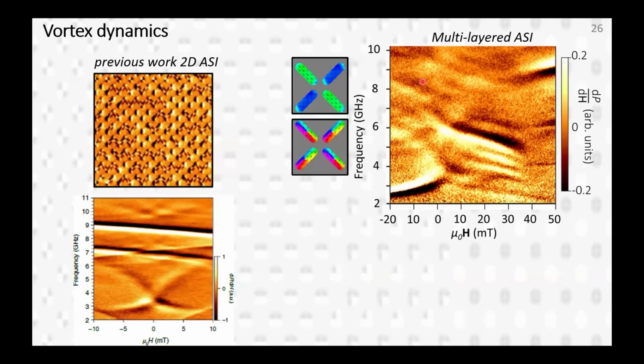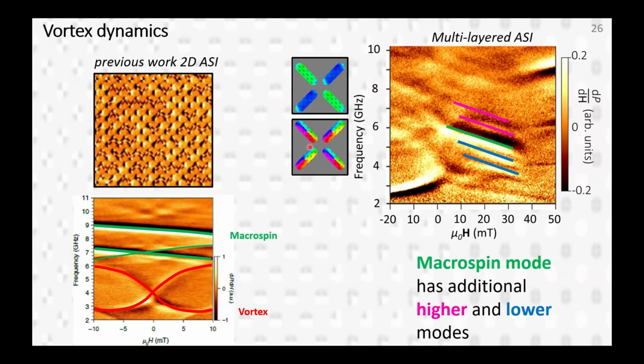So what's interesting about vortex dynamics in artificial spin ice? In our previous work, there wasn't so much of interest in terms of the coupling. You have the macrospin states and the vortex states, and they're kind of independent of each other. I will talk later about how that was used for reservoir computing, but in terms of coupling between these modes, there wasn't anything that we could see. Whereas when we look at our multi-layered ASI, with macrospins in one layer and vortices in another layer, we notice that the macrospin mode has these additional higher and lower modes.